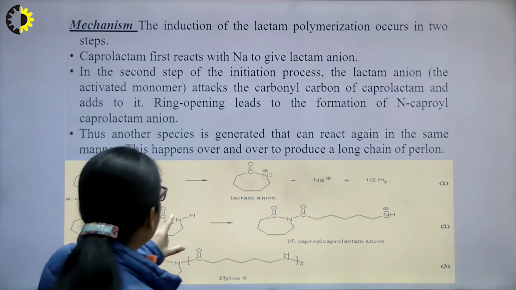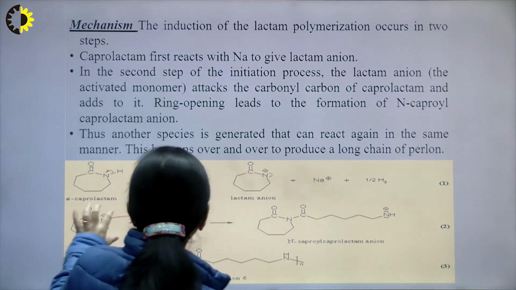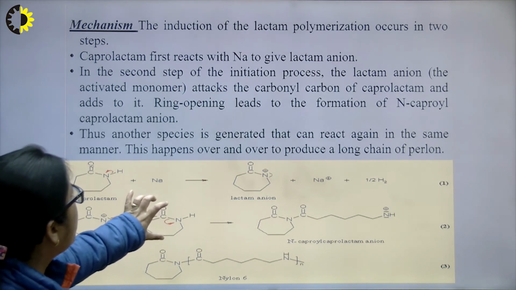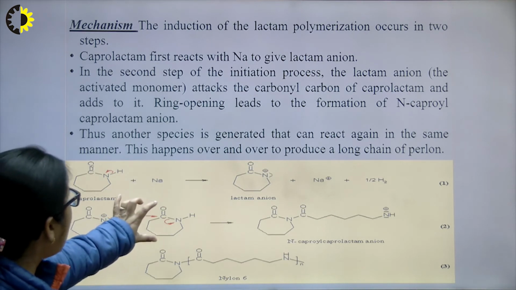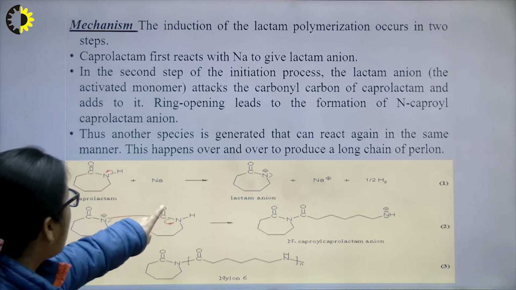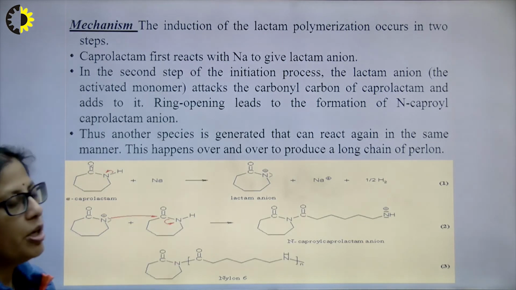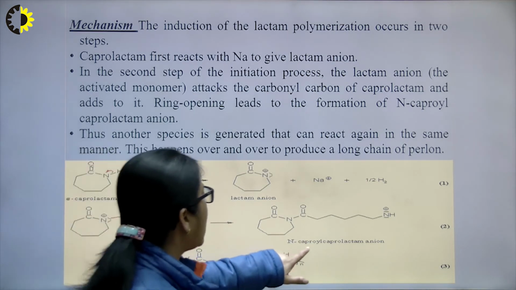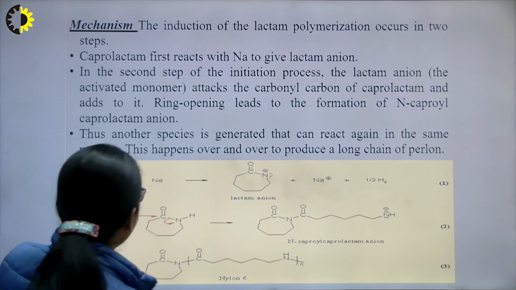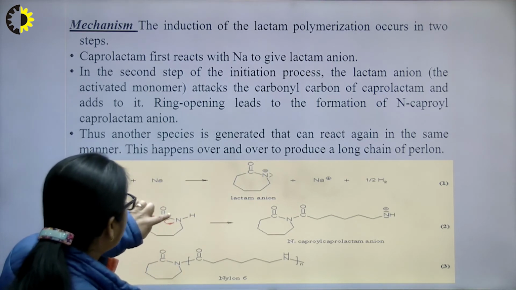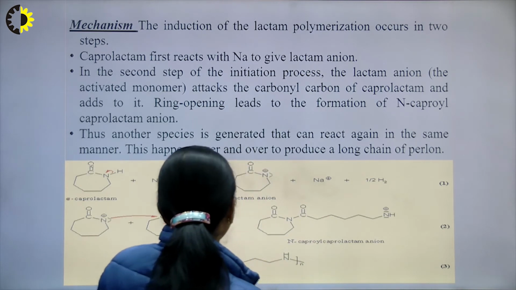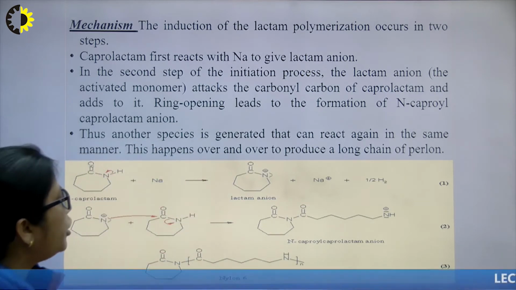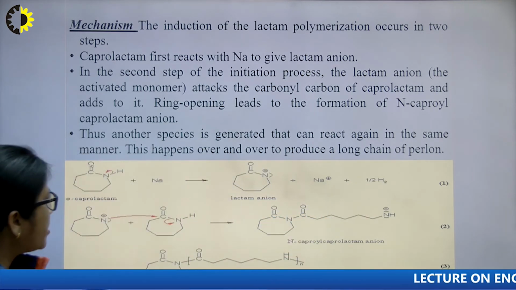When it adds to it, the ring opens up, because this anion attacks at the carbonyl carbon, and it leads to the ring opening and the formation of N-caproyl caprolactam anion. So, N-caproyl caprolactam anion is formed. This anion attacks the carbonyl group. As a result, this bond breaks and the ring opening takes place, and this molecule gets inserted here and a new anion is formed. The process repeats itself.